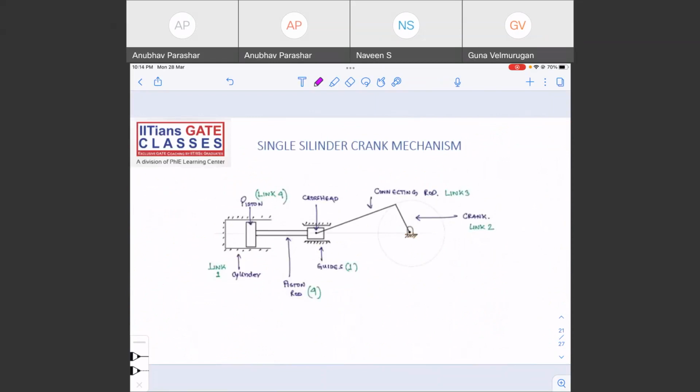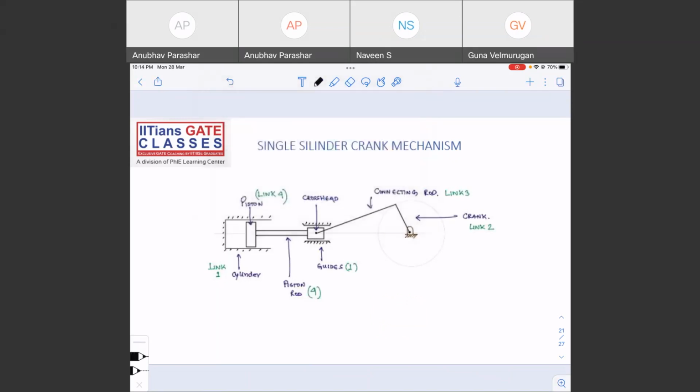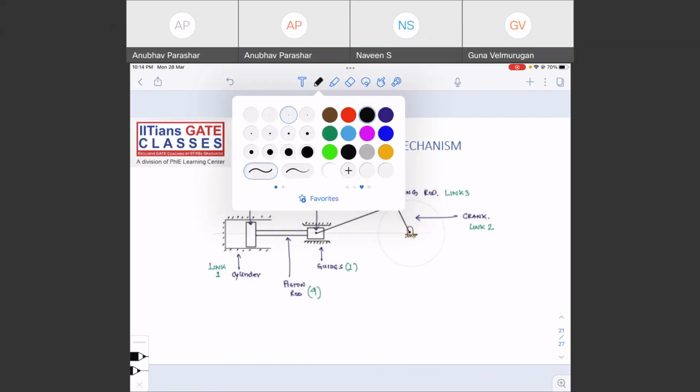ठीक है, I'll simplify this for you. So there is one cylinder. It's not necessary that the cylinder is fixed. ठीक है, cylinder fixed होगा ये जरूरी नहीं है. There is one cylinder for sure.